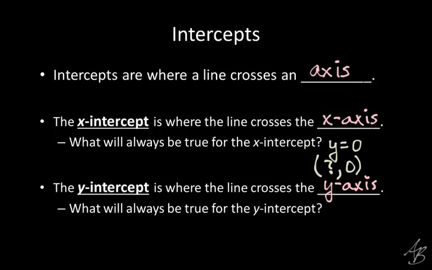So for the y-intercept, what's always going to be true? For the other one, for the y-intercept, x is always going to equal 0, which means that the ordered pair is going to be 0, something. And we don't know what that something is until we solve for it.